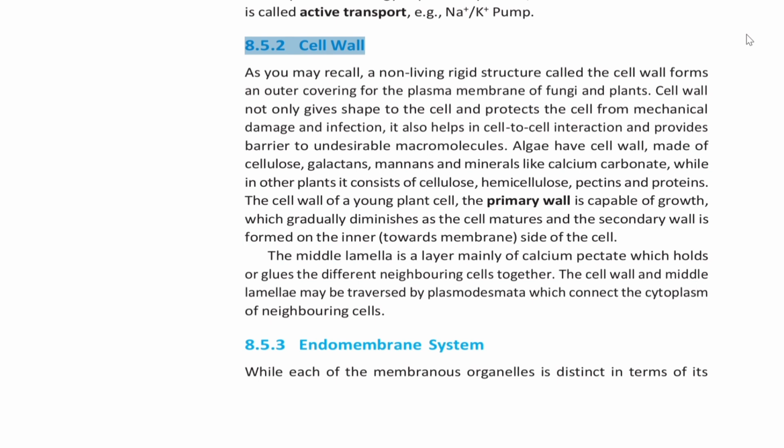Algae have cell wall made up of cellulose, galactans, mannans and minerals like calcium carbonate, while in other plants it consists of cellulose, hemicellulose, pectins and proteins. The cell wall of young plant cell, the primary wall, is capable of growth which gradually diminishes as the cell matures, and the secondary wall is formed on the inner, that is towards the membrane side of the cell. The middle lamella is a layer mainly of calcium pectate which holds or glues the different neighboring cells together. The cell wall and middle lamella may be traversed by plasmodesmata which connect the cytoplasm of neighboring cells.